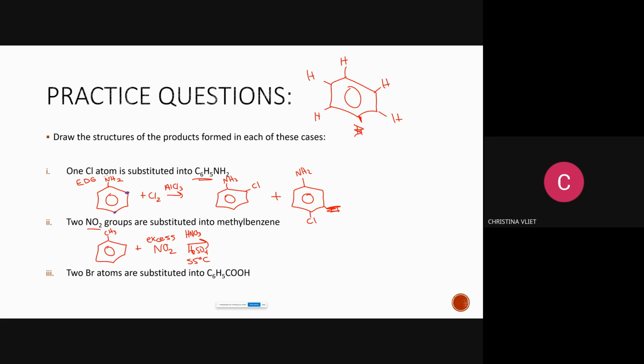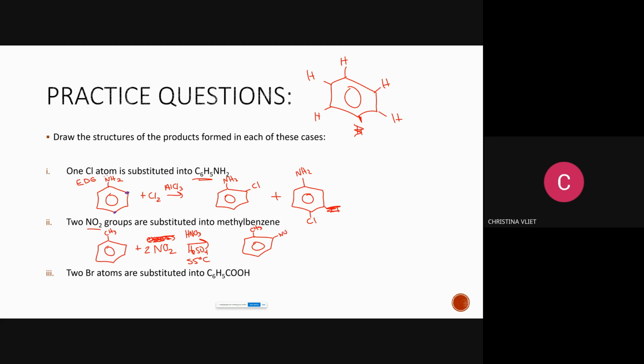All right, it said we add 2. Excess meaning 2 NO2s, right? In this case, instead of writing excess, you could just write 2 NO2s, because if I write excess, it could be 3 NO2s. 2 NO2s. Where do I want them? What are my options? Don't I have multiple options? What are the different answers I could give for 2 NO2 groups on a methylbenzene? 2, 4, and 2, 6.